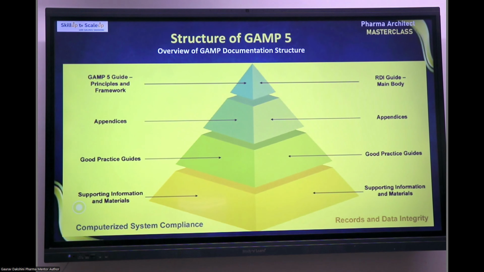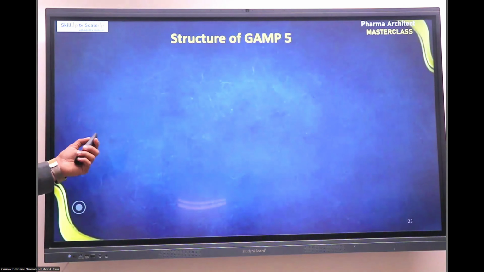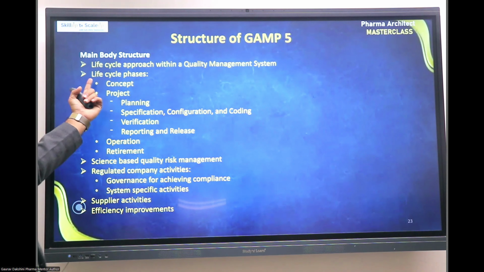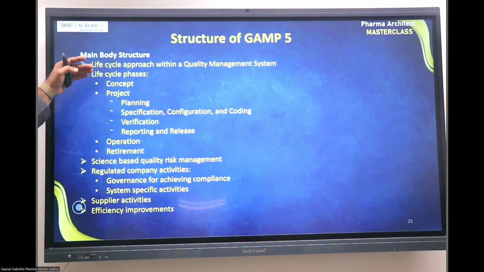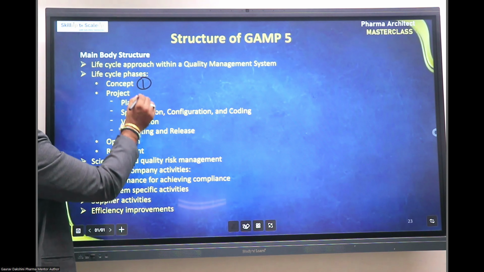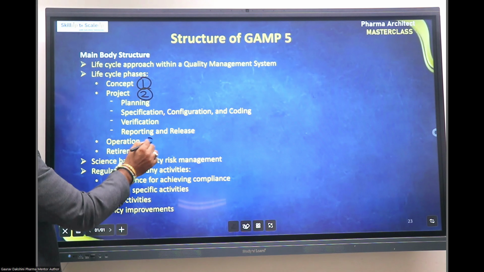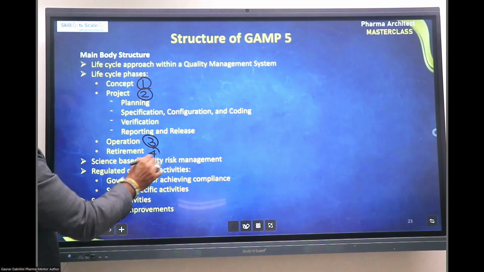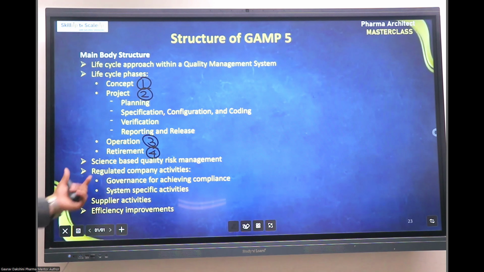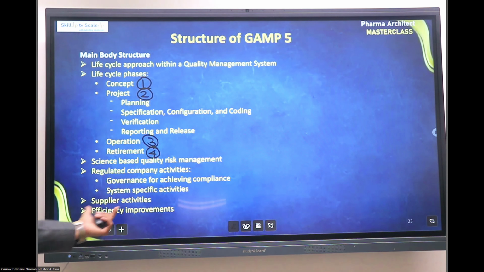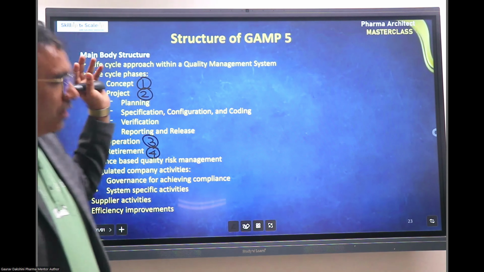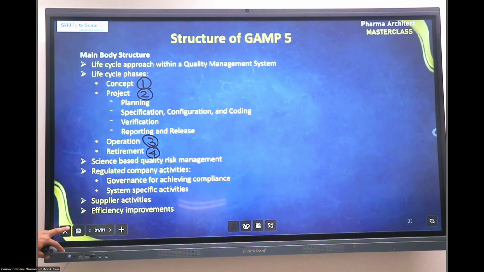What I will show you now is the detail of it, like the life cycle approach, life cycle phases. There is a concept phase, project phase, operation, and retirement. So whenever you go for the life cycle, it starts with concept, then project, then operation, and then you go for the retirement. And then, of course, science-based quality risk management, regulatory compliance, supplier activity, and efficiency improvement. So this is the basic structure or the main body structure of GAMP 5.